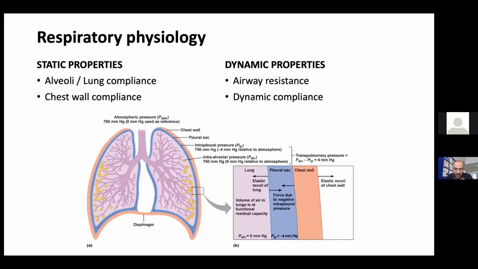So in normal physiology, in resting conditions, we have a pressure difference between the alveolar pressure and the chest wall pressure of around 4 millimeters of mercury. This is what we call the transpulmonary pressure, the difference between the alveolar pressure and the pleural pressure. Okay.